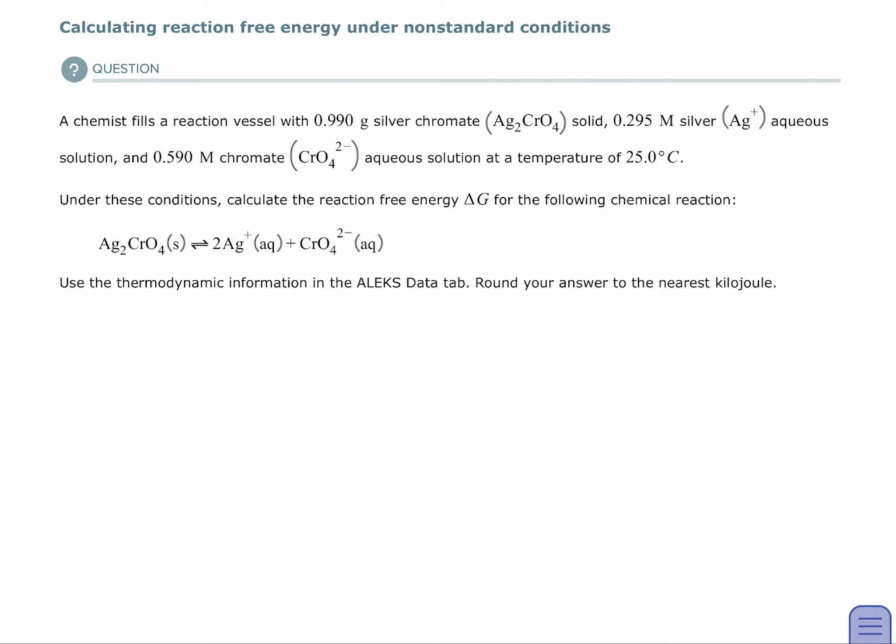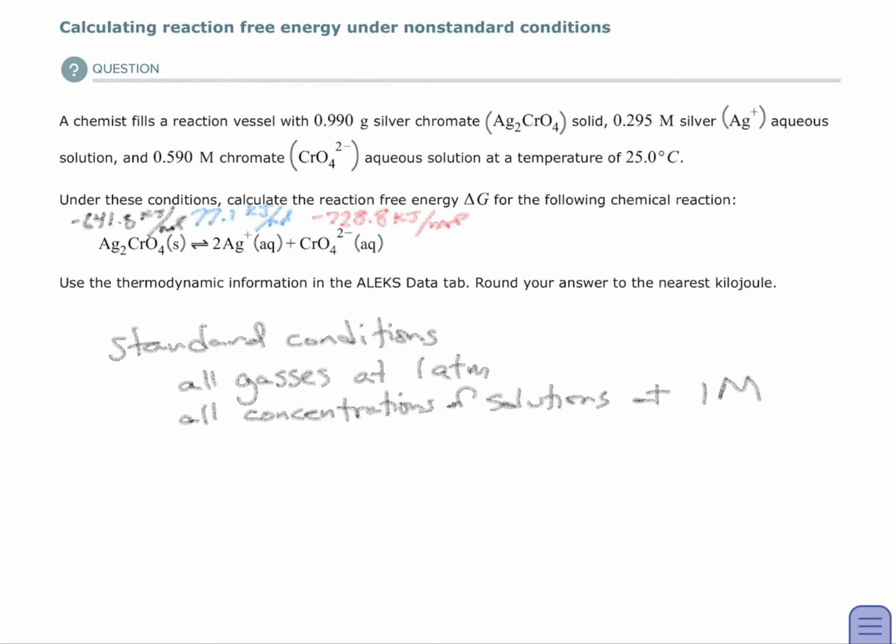Under non-standard conditions. So if you're asked for the Gibbs free energy and it's standardized, that simply means that all of the concentrations are going to be 1 molar concentrations. So whatever aqueous concentrations you would have would be 1 molar, and every gas you would have would be at 1 atmosphere. And if you have those conditions, you really don't need to do much.